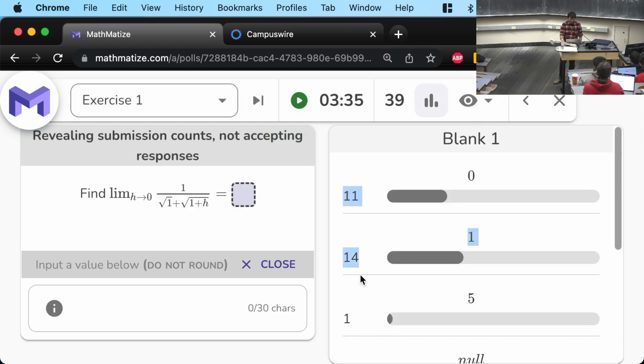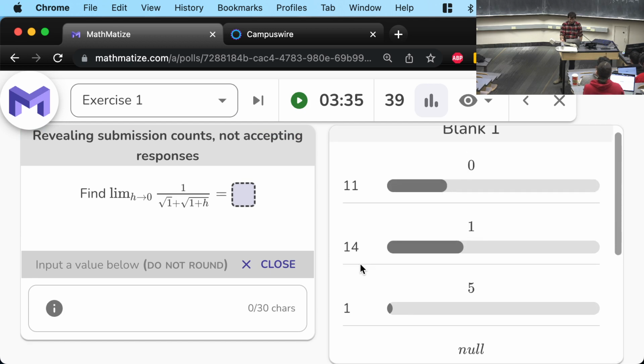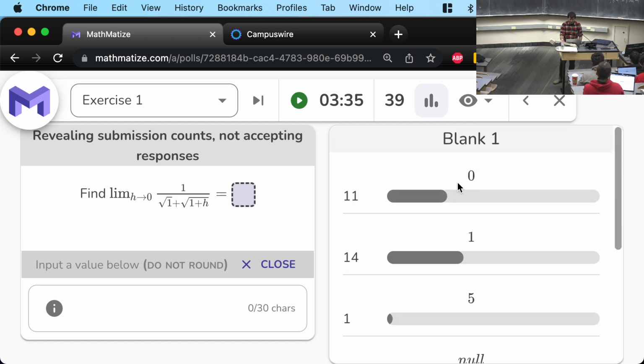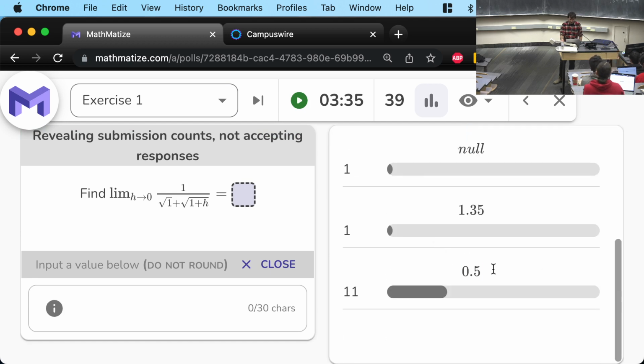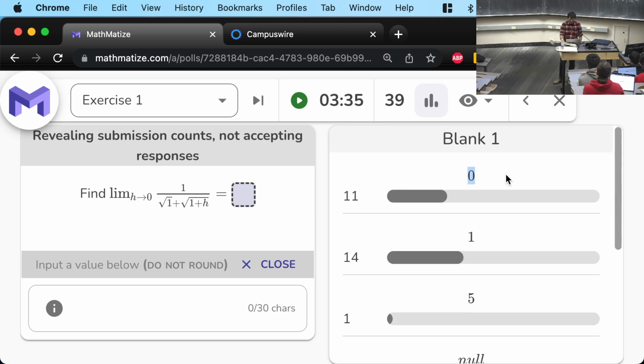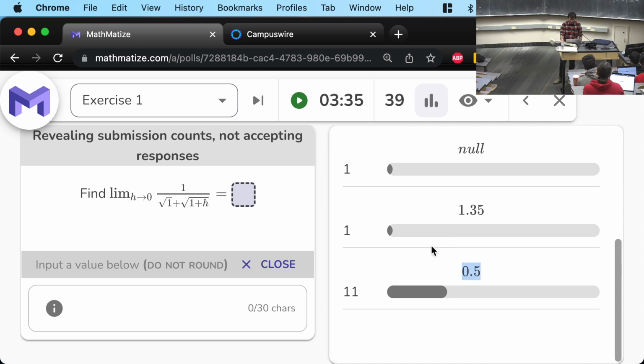OK, so 0 and 1 were pretty popular. 0.5 also popular. So there's 0, 1, and 0.5. Let's do a revote. And I'll let you pick between these three options, 0, 1, and 0.5.